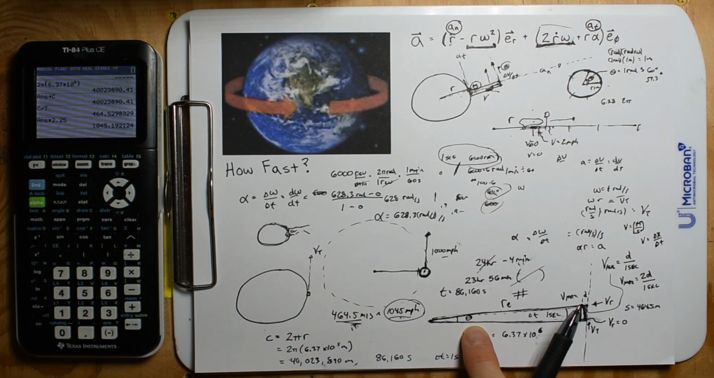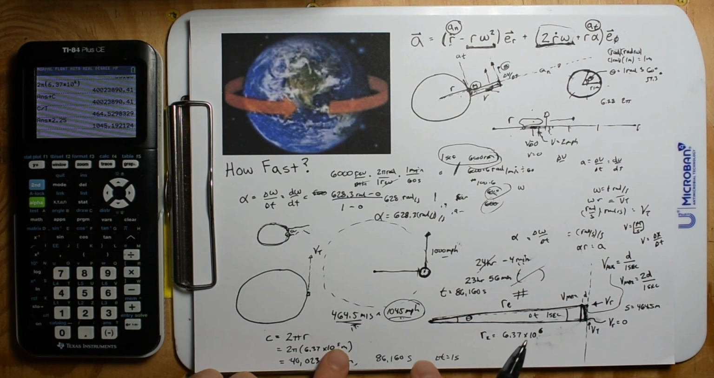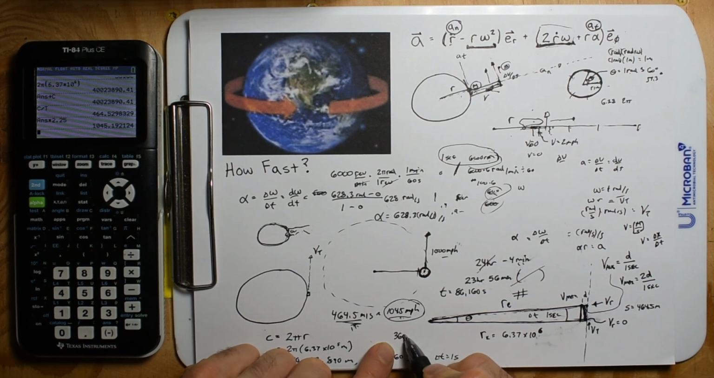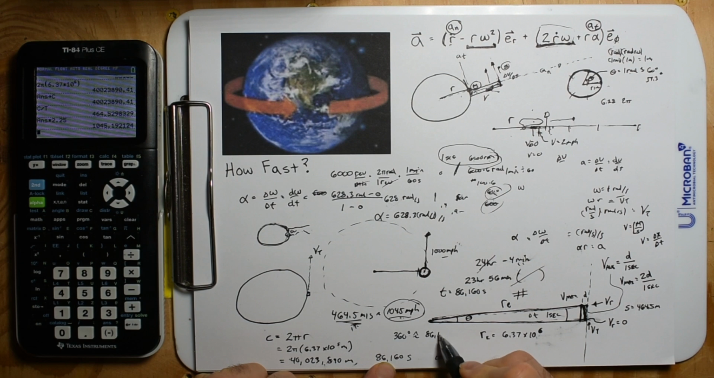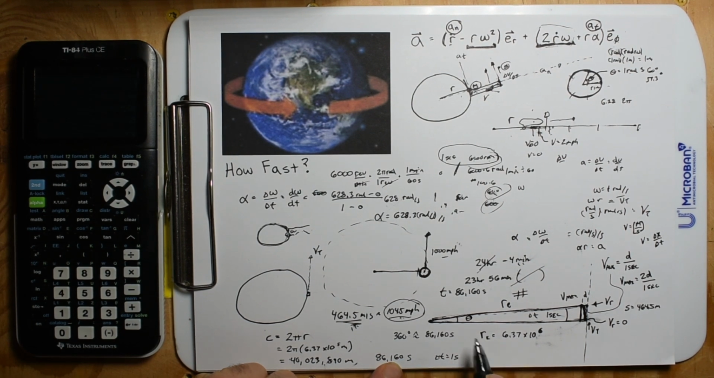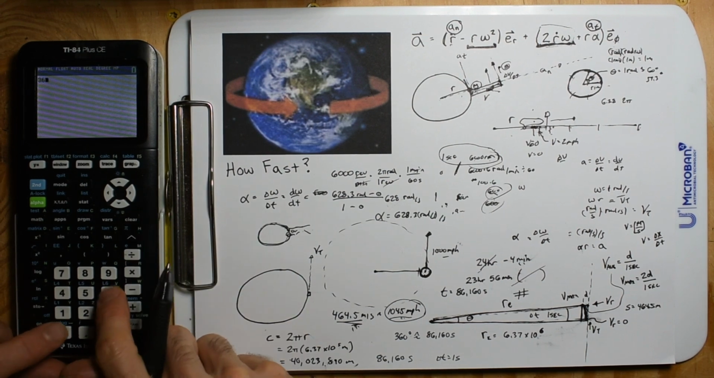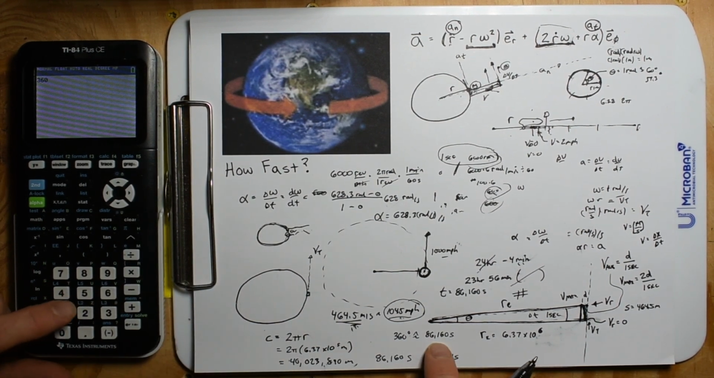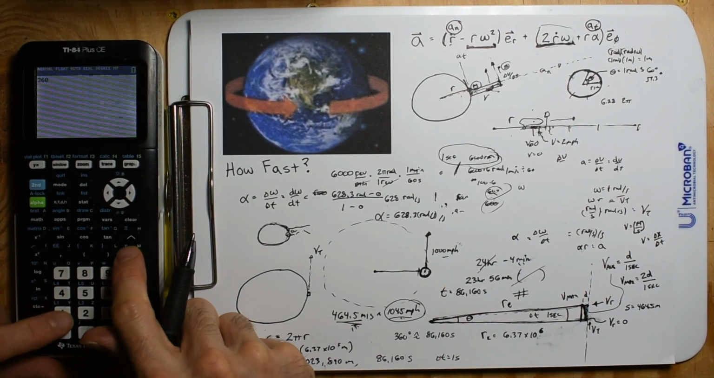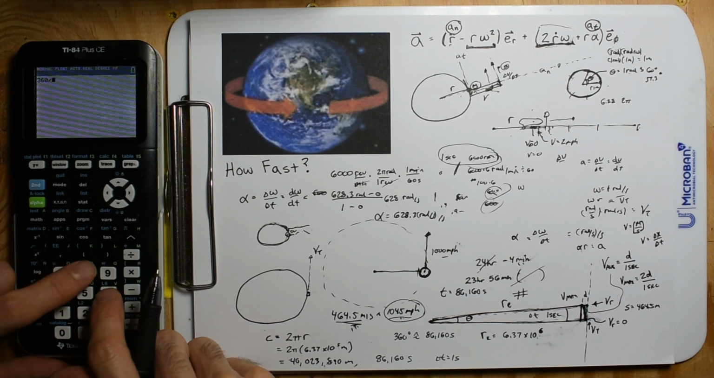Now, what is the angle in 1 second? Because we have 360 degrees, that's going to be synonymous with these 86,160 seconds. So in one second, we get 360 degrees for every 86,000. So we do 360 divided by 86,160.